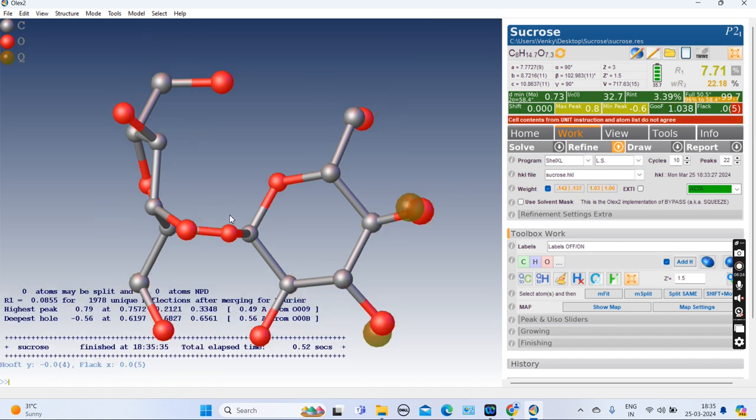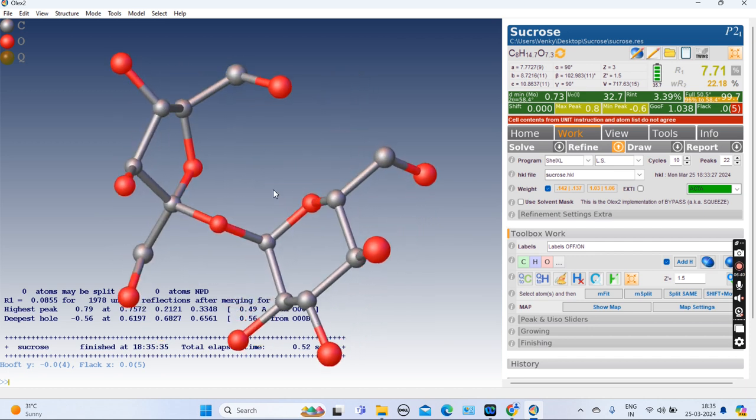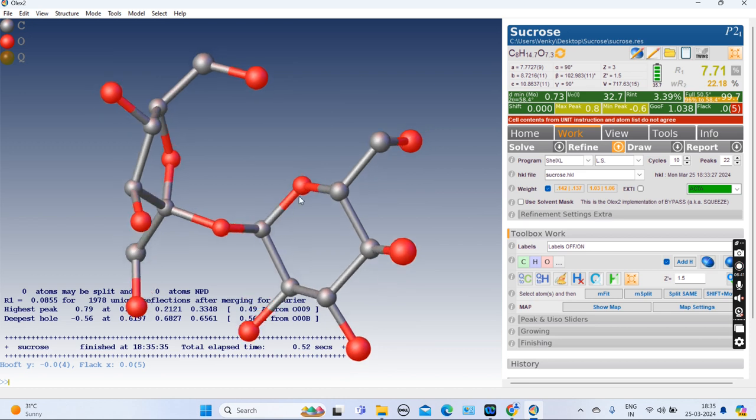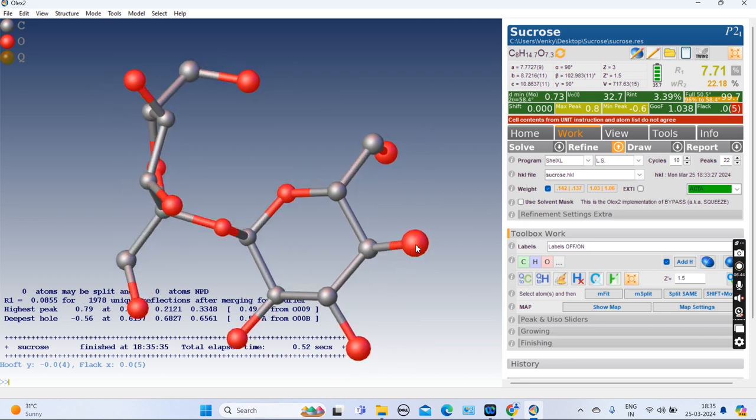Now you can remove all these unassigned, what we call Q peaks. Then you roll over the mouse wheel, and you can remove them. Then all these atoms are now isotropically refined. It means, for example, oxygen we treat as vibrating in all directions in an equal manner, but actually that is not true.